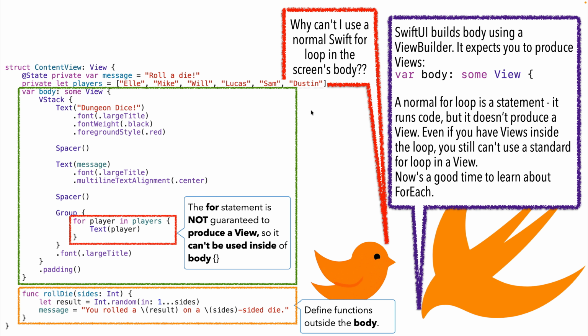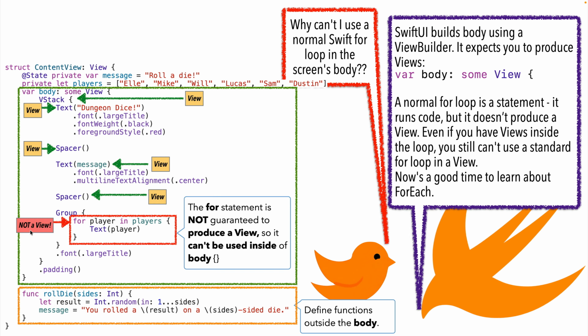So in SwiftUI, the body is built by something called a view builder. This means that the code inside the body's curly braces isn't just normal Swift, it's expected to produce views. So even if you put views inside of a regular for loop, the for loop itself is a statement. It runs code, but it's not guaranteed to produce a view, so it can't be used to build the layout, even if you put views inside the for loop.